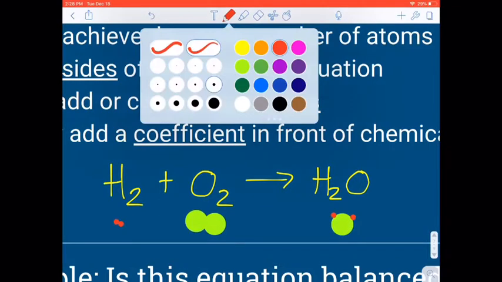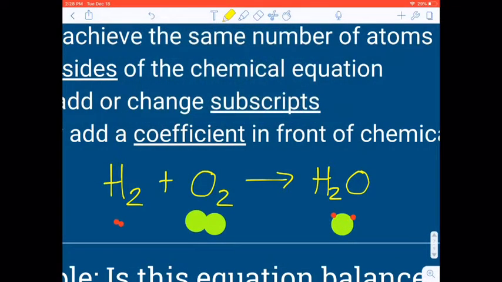What students will try to do sometimes is change the subscripts, or throw a 2 on, because they think, okay, now that makes the oxygen balance. Yeah, it does, but you just changed the chemical reaction. Now instead of making water, you're making hydrogen peroxide, which is totally different. So don't do that. What we do instead is multiply by a coefficient to make it so they're the same on either side.